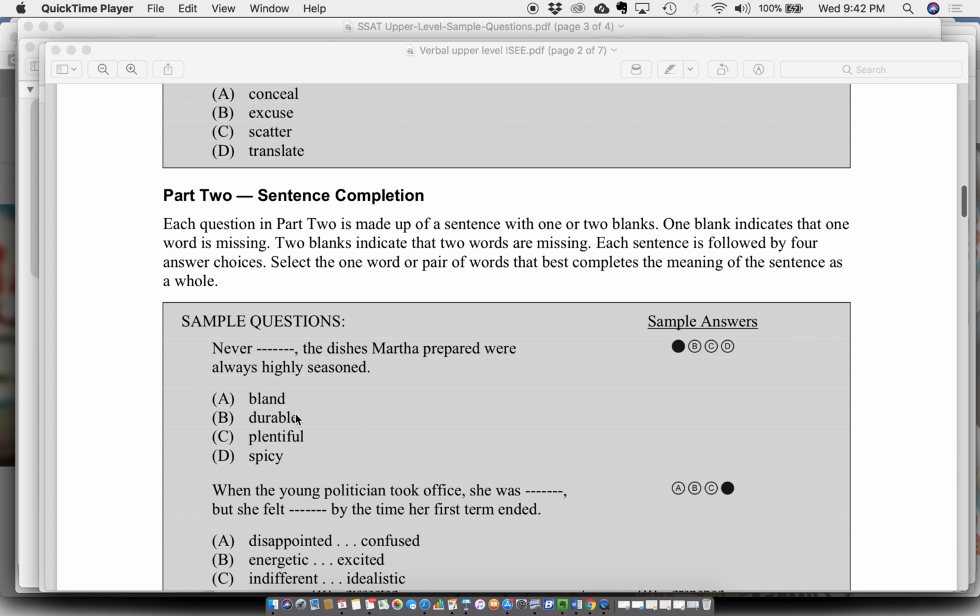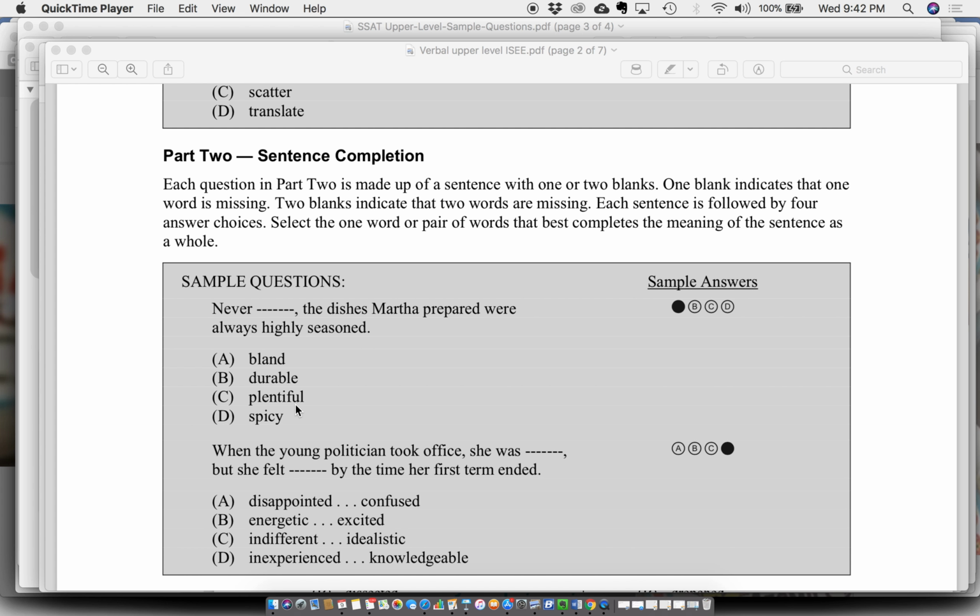Now, the second type of question you'll get is what's called a sentence completion, where the students will have to complete a sentence with the choices below. Never blank. The dishes Martha prepared were always highly seasoned. So here, the student will have to recognize that this part of the sentence is in contrast with this part and choose a word that therefore is in contrast with highly seasoned. And the answer, of course, will be bland, but that's presuming you know what bland means.